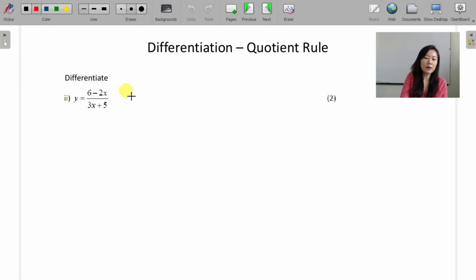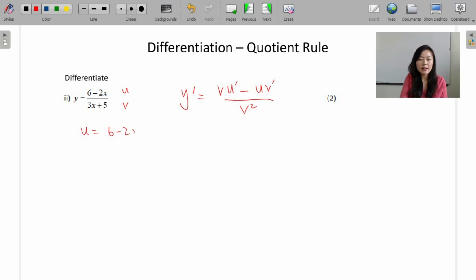Next one, quotient rule. Quotient rule, very important. Top is U, bottom is V. And the order matters. It is V U dash minus U V dash over V squared. Okay? All right, so I'm going to do it slowly, just so that it's easier for you to follow. So U dash is negative 2, V dash is 3.